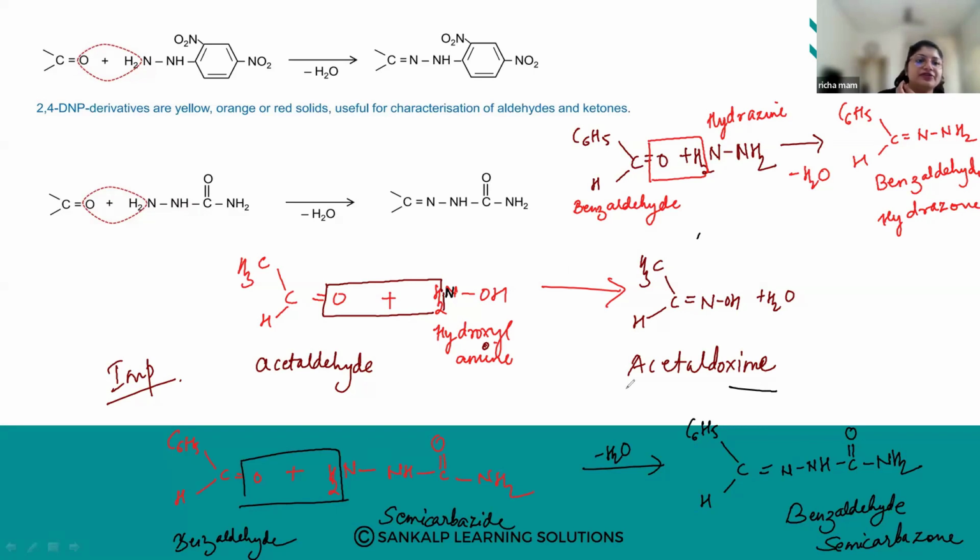So we have seen the different reactants. With a primary amine, we get a substituted imine. With hydroxylamine, we get an oxime. With hydrazine, we get hydrazone. With phenylhydrazine, we get phenylhydrazone. With 2,4-dinitrophenylhydrazine, we get 2,4-dinitrophenylhydrazone. And with semicarbazide, we get semicarbazone. So these are the different products with different reactions.